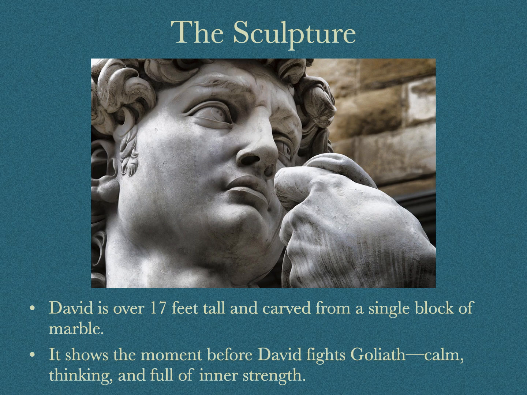The sculpture. David is over 17 feet tall and carved from a single piece of white marble. The statue shows the biblical hero David just before he fights the giant Goliath. Most artists at the time showed David after the battle with Goliath's head at his feet, but Michelangelo chose a different moment, the calm before the storm.